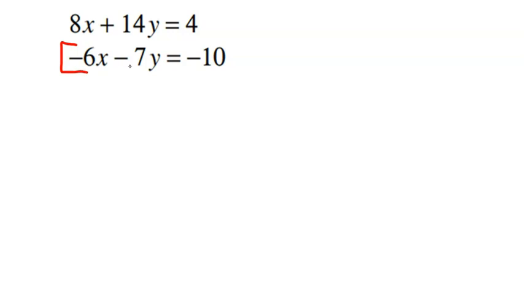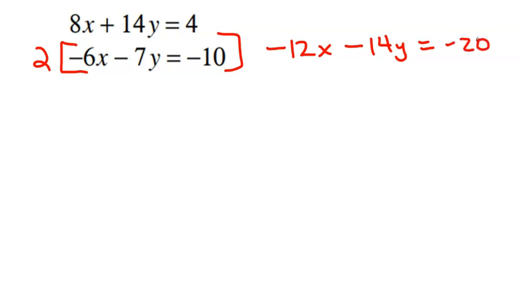The only rule, though, is that you have to be fair. You have to multiply everything on every side by that number. So we're going to multiply everything on both sides of the equation by 2. That will give me a negative 12x, a negative 14y, and a negative 20. So I have renamed the sentence, but I haven't changed its value. The first sentence, I'm going to keep exactly the same as it was. So I'm going to rewrite it: 18x plus 14y equals 4.